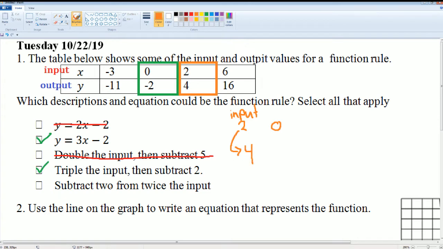Then we want to what? Subtract 2. That becomes a 2. Does that work? Nope. So this one's wrong. So the only ones that work are the second one, y equals 3x minus 2, and this one, triple the input, then subtract 2. Okay, this is the word form of that equation.